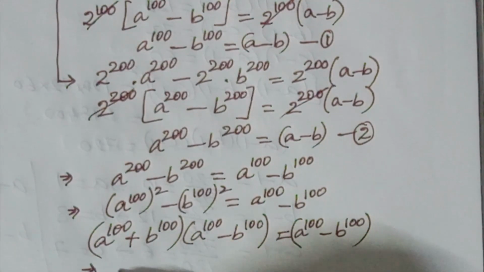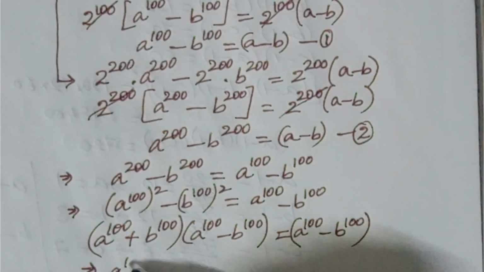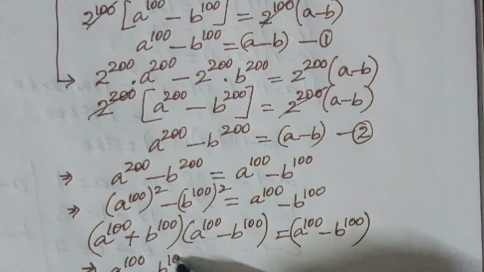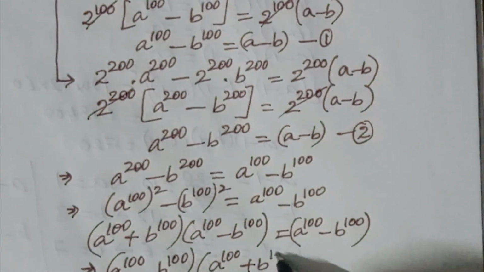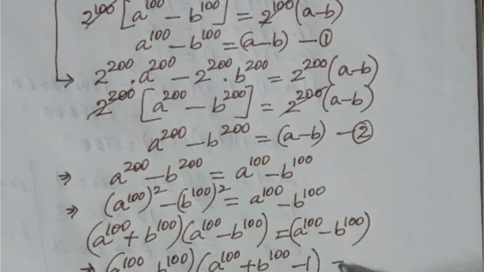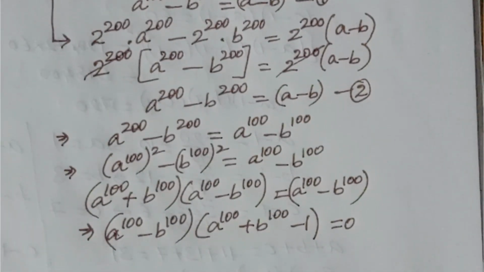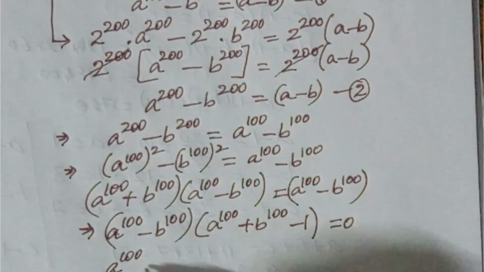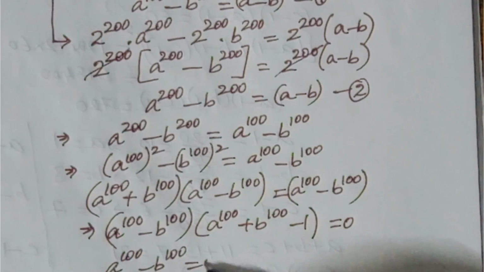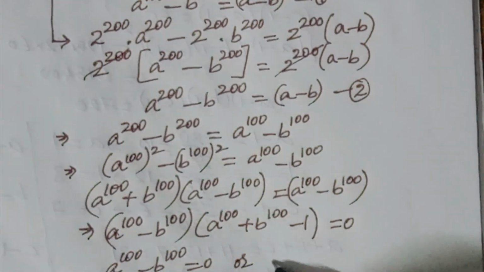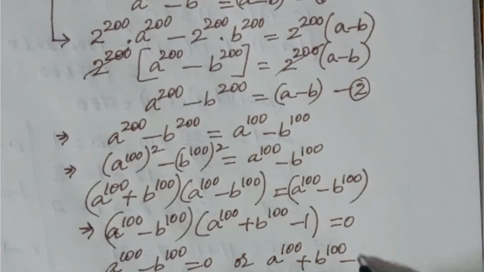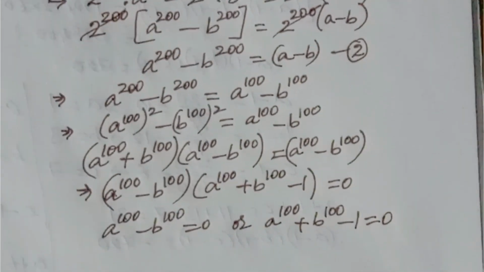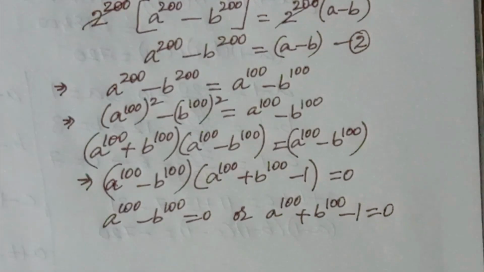Now you can take common, send all the terms to that side. a to the power of 100 minus b to the power of 100 is common. So a to the power of 100 plus b to the power of 100 minus 1 is equal to 0. So you cannot cancel here. Remember, they will cancel these two. a to the power of 100 minus b to the power of 100 is equal to 0, or a to the power of 100 plus b to the power of 100 minus 1 equal to 0. Both the values will get 0.